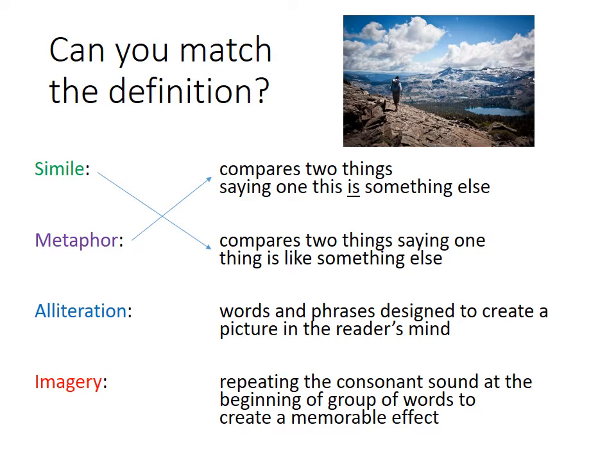Second thing is a metaphor. A metaphor does the same job as a simile, but instead of saying like, it uses the word is. One thing literally is something else. This is just for effect. It's still doing the same job of trying to show how two things are very similar.